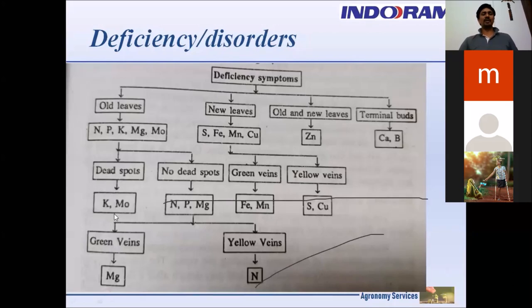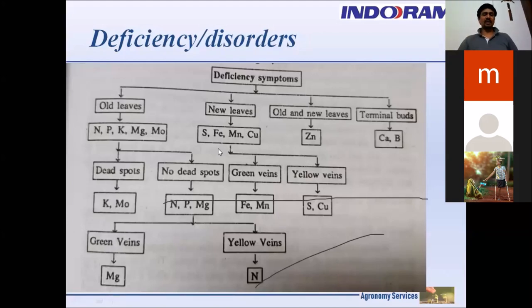Dead spot we get because of potassium and also because of molybdenum. So what is the difference between these two nutrients? You need to be capable enough to identify that, oh, a dead spot of this kind may be because of potassium, and a dead spot of this kind is molybdenum. Similarly, for no dead spot, if a certain kind of symptom is there, then it may be because of N. You need to understand the difference between magnesium green vein versus iron green vein versus Mn green vein.